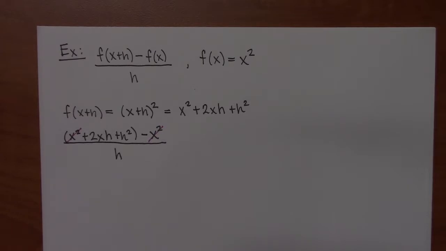So the whole name of the game of this quotient is to make sure the algebra is flowing in a way that you can cancel the h in the denominator. So that's a good tell when you're doing the problem. If you can't cancel all the terms without an h in the numerator, you probably need to do more algebra, or you've made an algebra mistake.